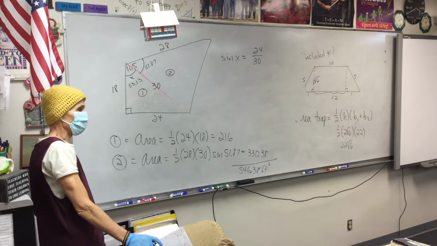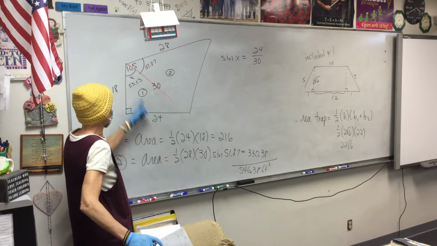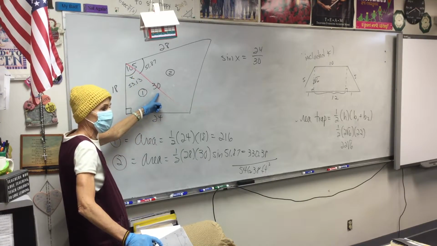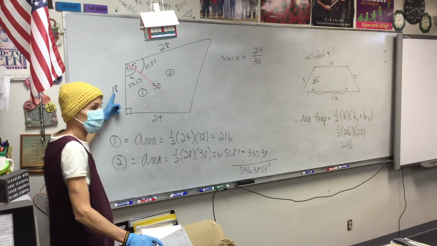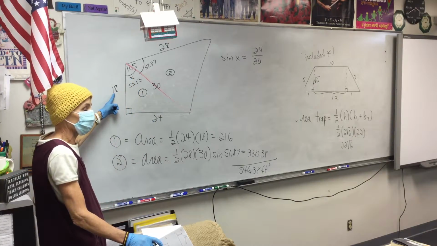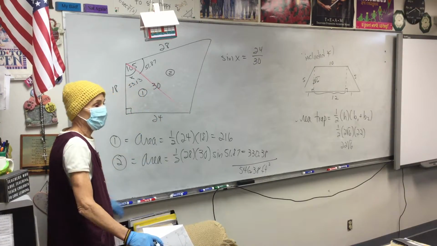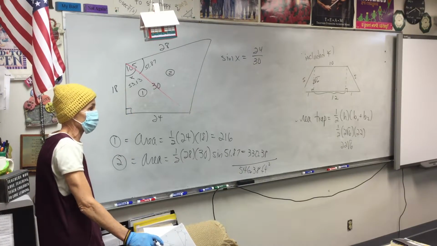Now, a couple of comments. As always, there's more than one way to do the problem. Back here, we found this angle by doing sine x equals 24 over 30. Could we have done tan x equals 24 over 18? Yes. Or cosine x equals 18 over 30. You can use any of your functions to help you find that angle, not just the sine.